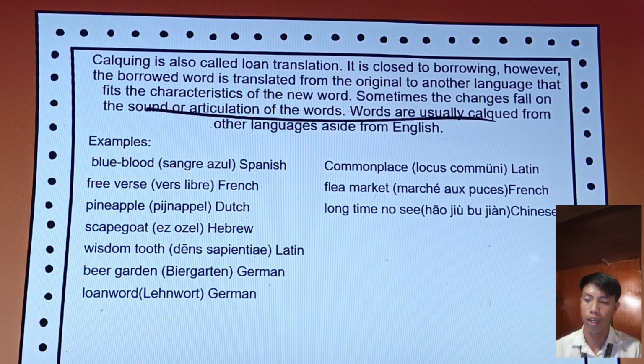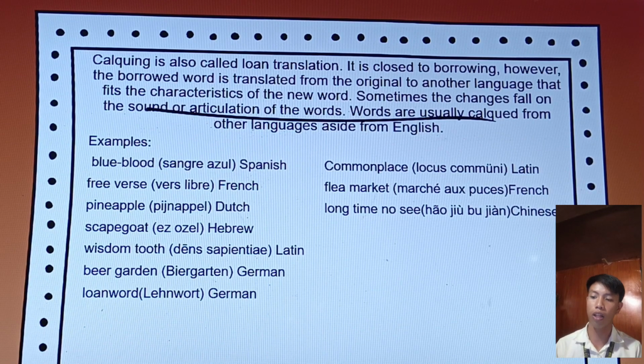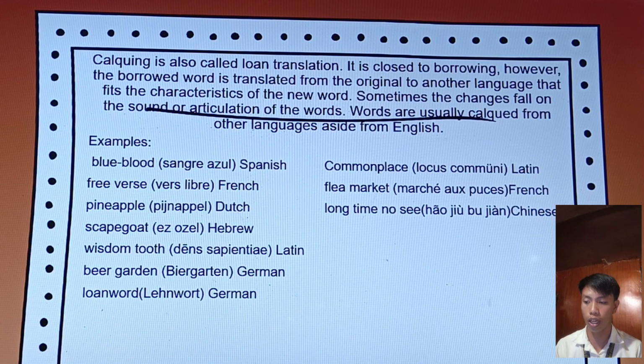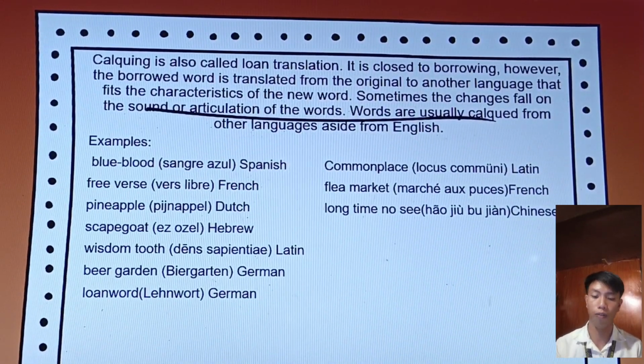However, the borrowed words are translated from the original to another language that fits the characteristic of the new words. Sometimes the change falls on the sound or articulation of the words. Words are usually calqued from other languages aside from English. So, in English, we use blue blood, but in Spanish it is sangre azul. Here is another example: in English, free verse. In French we call it verse libre. So, that is the example of calquing.